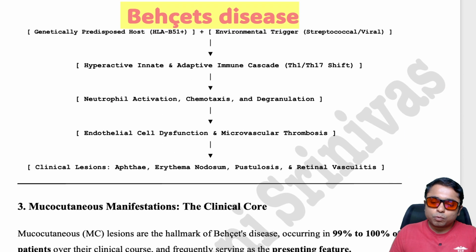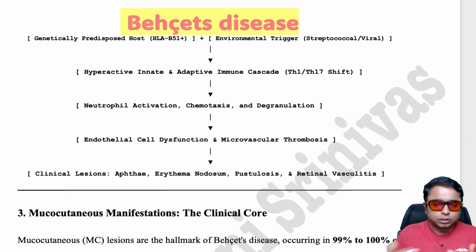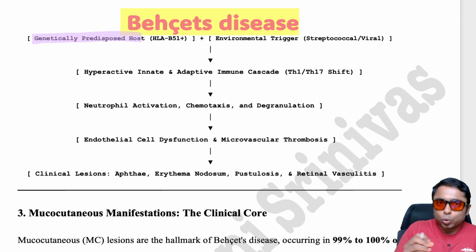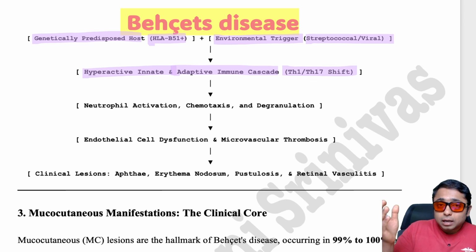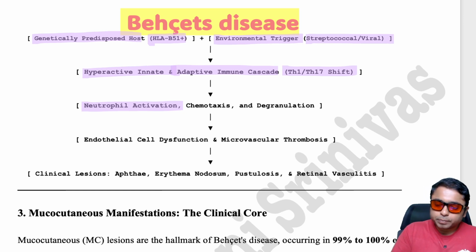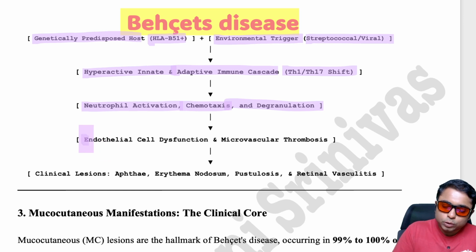What is exactly happening in the etiopathogenesis is that in a genetically predisposed host, that is an HLA-B51 positive individual, if an environmental trigger such as a streptococcal infection or viral particles comes in contact with that individual, it leads to a hyperactive innate and adaptive immune cascade. A T helper 1, T helper 17 shift is seen, leading to neutrophil activation, chemotaxis of more and more neutrophils, and degranulation. All of these ultimately lead to endothelial cell dysfunction and microvascular thrombosis, which lead to the clinical lesions.